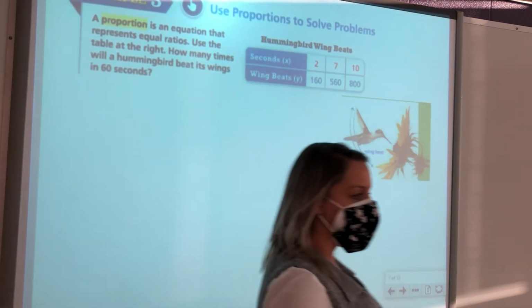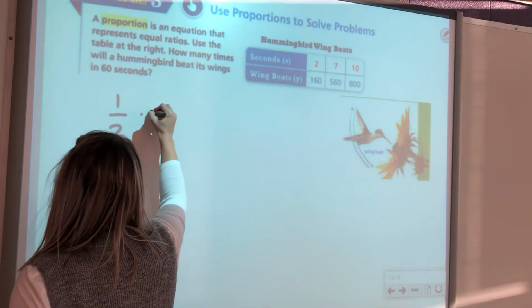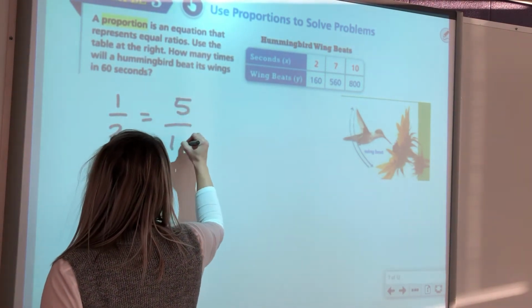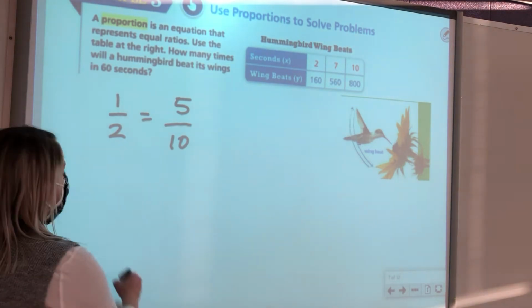So if I have 1/2 and 5/10, those two ratios are said to be in a proportion with each other because they're equivalent. So these ratios are equivalent. They're in a proportional relationship. An easy way to test for proportionality is called cross products.